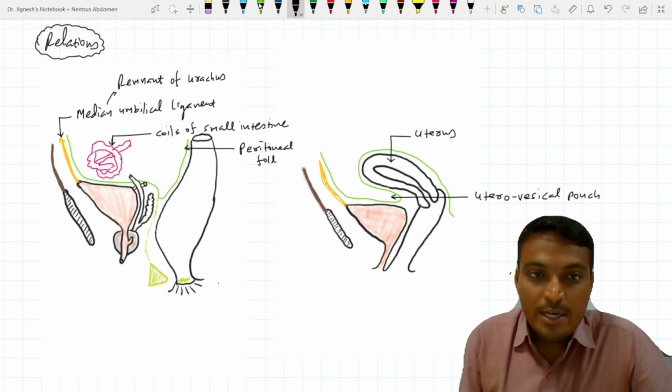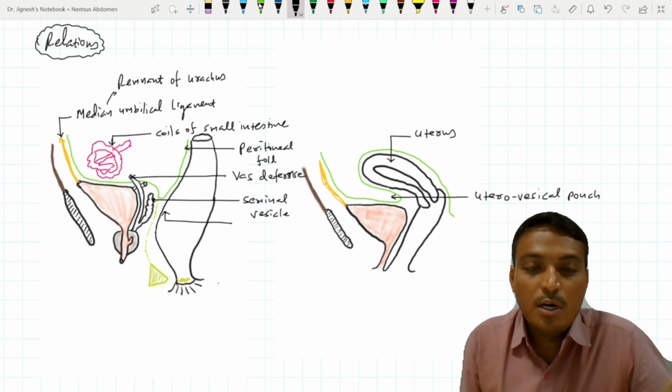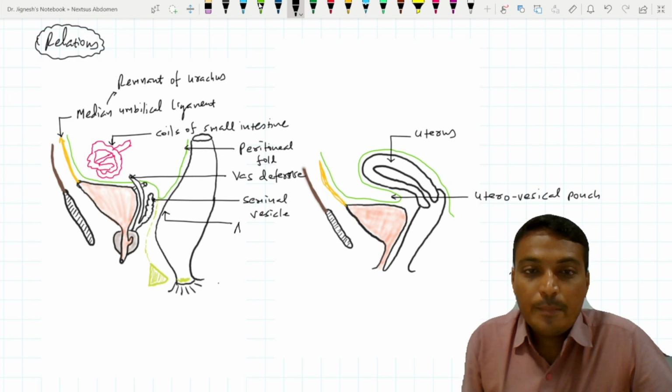When we see the relations of the base of the urinary bladder, in case of the male, it is related with the vas deferens and the seminal vesicles, and it is also concerned with the rectum. So the ampulla of the rectum is also in the posterior relation to the base of the urinary bladder.